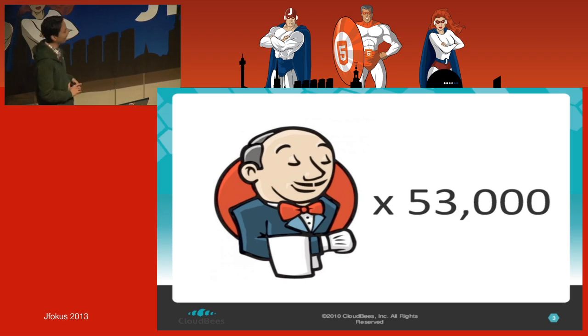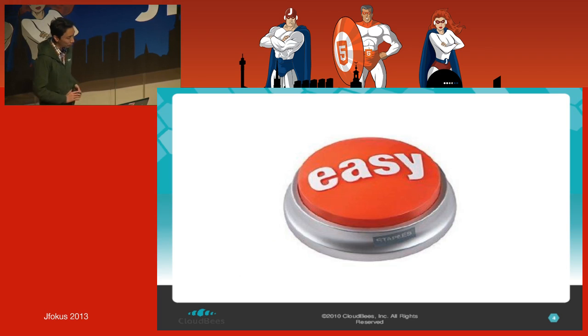So just, I guess, to kick off the context, Jenkins is currently, I think, the most adopted open source continuous integration server on the market today. We count more than 53,000 installations around the world, each of them being a server application supporting many users.